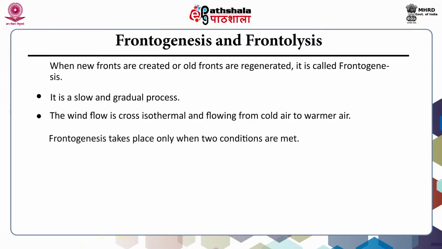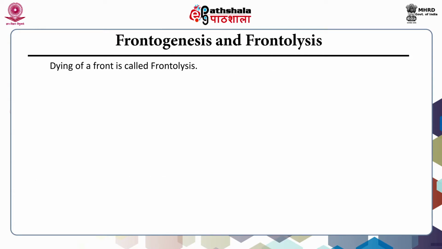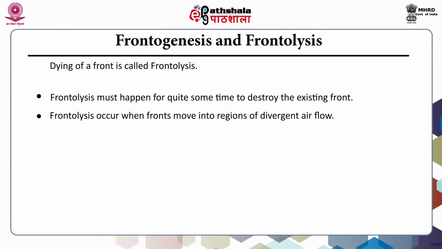Frontogenesis takes place only when two conditions are met. Two air masses of different densities must exist adjacent to one another. A prevailing wind field must exist to bring them together. And the dying of a front is called frontolysis. Frontolysis must happen for quite some time to destroy the existing front. It occurs when fronts move into the region of divergent airflow.